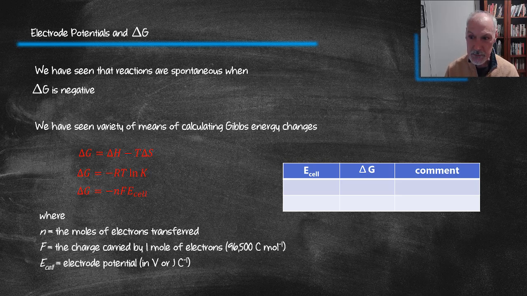Gibbs free energy can be calculated from knowledge of the number of moles of electrons transferred in our half reaction, Faraday's constant, and the electrode potential of our cell. Let's look at how these values fare.